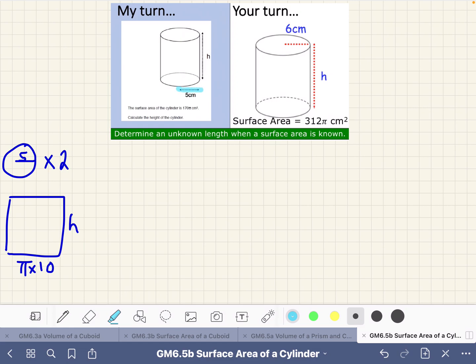The radius, remember, is given to us. The diameter is double that distance all the way across to give us 10. The height we are trying to calculate. And we are told that the surface area is equal to 170 pi centimetres squared. We first use this information here to generate an equation.